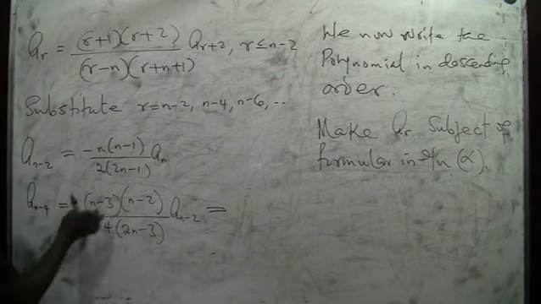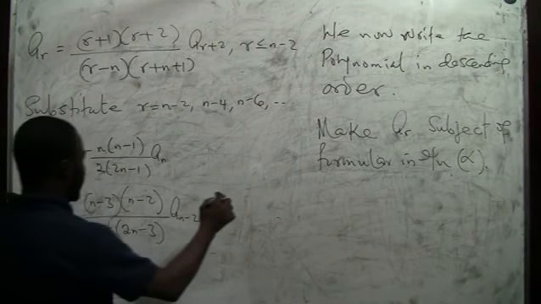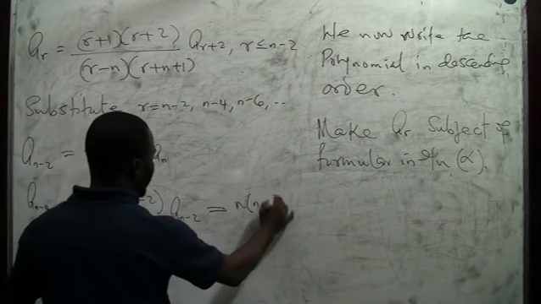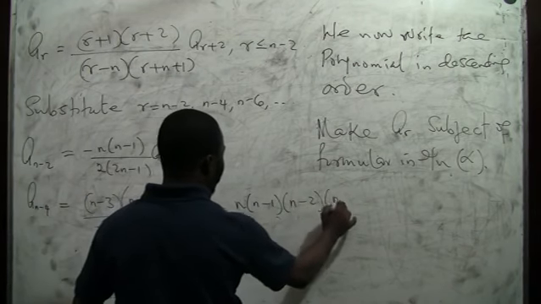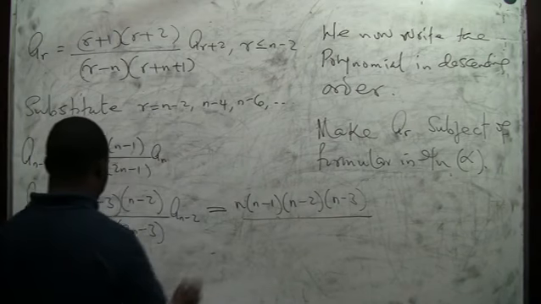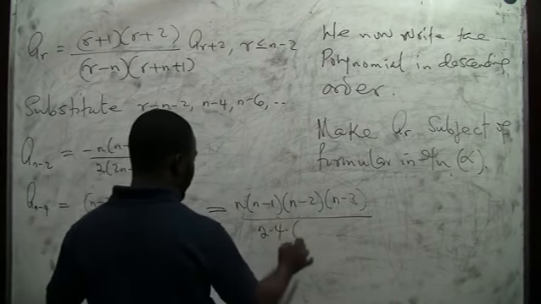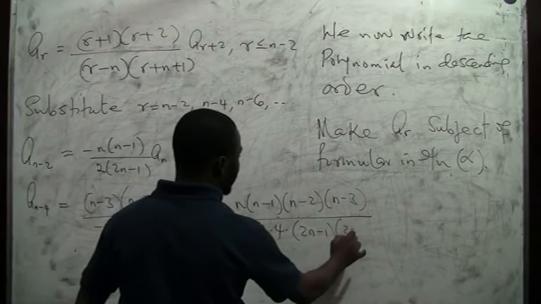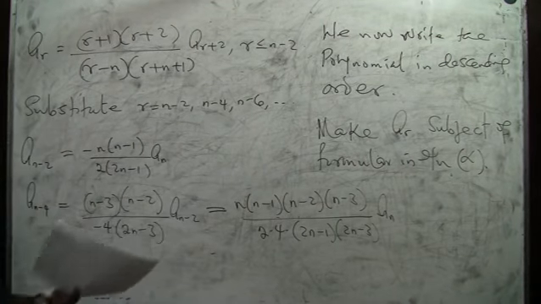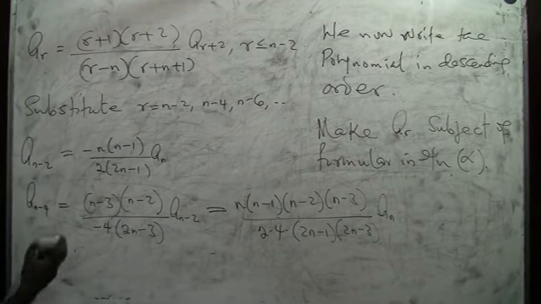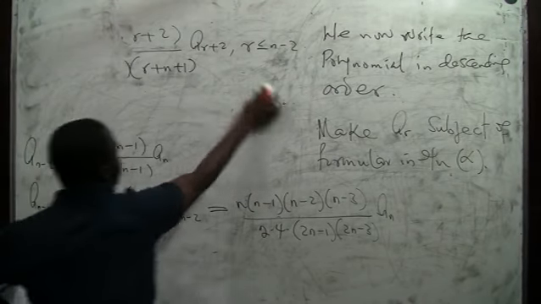There's a value for A_{n-2} already. Substitute the value here. The negatives cancel out. So we're now left with (n minus 1), (n minus 2), (n minus 3), all divided by 2 multiplied by 4 multiplied by (2n minus 1), (2n minus 3) A_n. In a similar manner, let me obtain one more term before we go to the generalization.